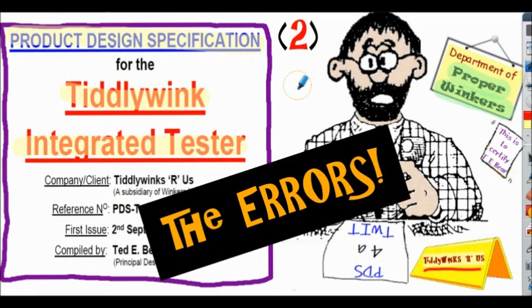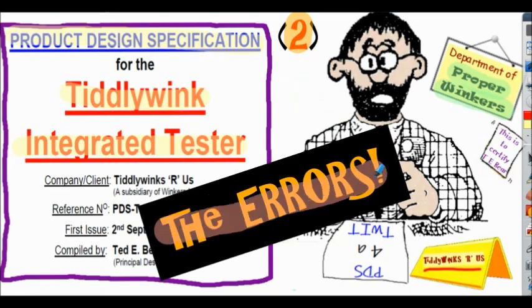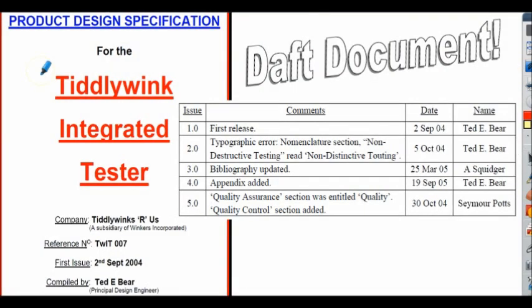In this presentation we're going to consider the product design specification outlined within presentation 2 and endeavour to highlight some of the typical errors that can occur when developing product design specifications. So in the previous presentation related to our product design specification for the Tiddlywink Integrated Tester, I used version 15 to outline the design requirements associated with this particular product.